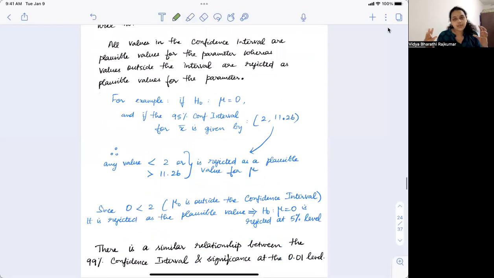That's because all values in the confidence interval are plausible values of your population parameter, whereas values outside the interval are rejected as plausible values for the parameter. So if 95% of the time your mu is likely to be in that interval, only for 5% of the time the mu will be outside of that interval. And whenever you don't find your hypothesized mu value falling in that interval, you know that 95% of the time you don't observe that value, and therefore that is proof to rejecting that hypothesis.